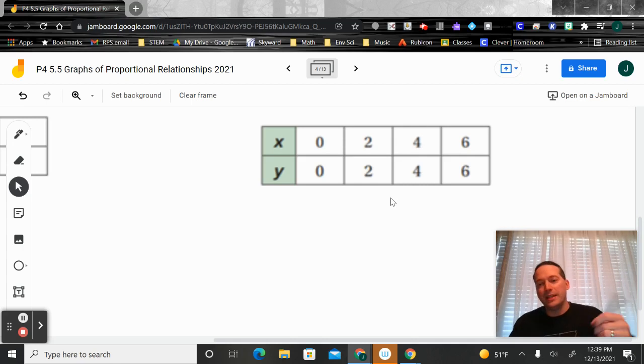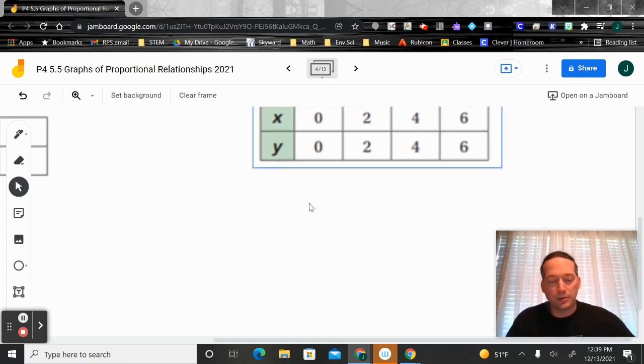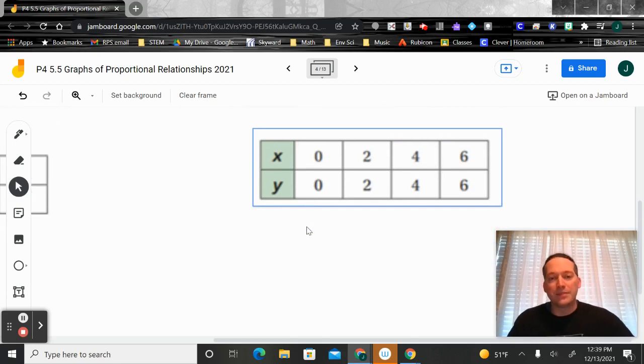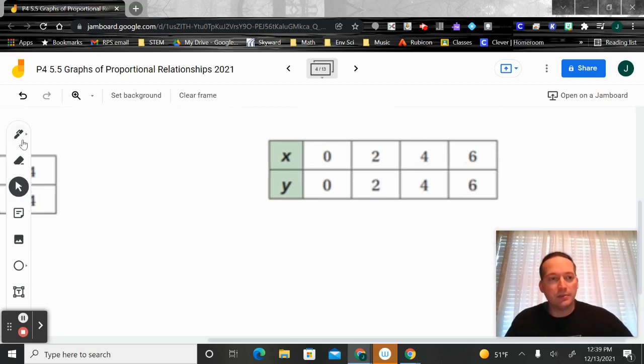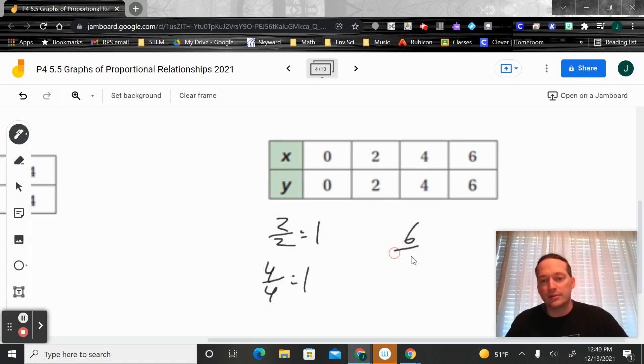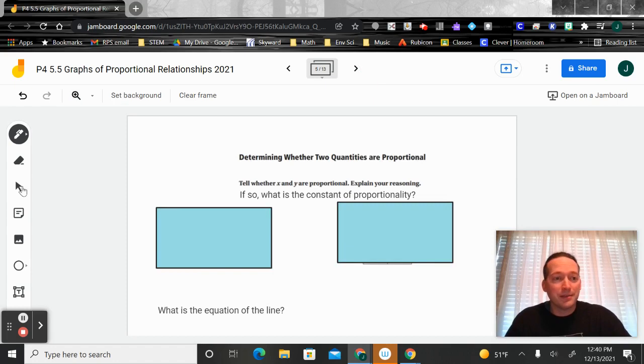Now, obviously, you can't do 0 divided by 0. We know that, but it has to go through 0, 0 in order for it to be proportional. So if we do y divided by x here, we get 2 over 2 equals 1, 4 over 4 equals 1, 6 over 6 equals 1. Every single time we do it, other than the origin point, we get the exact same number. Therefore, this is proportional. That's all you have to do to figure it out from a table.